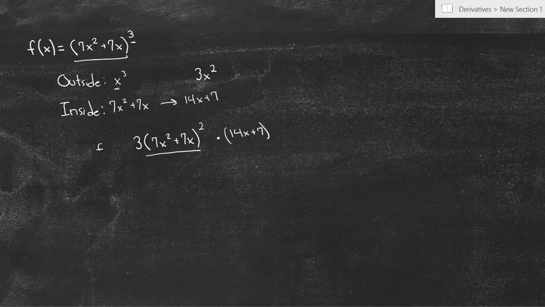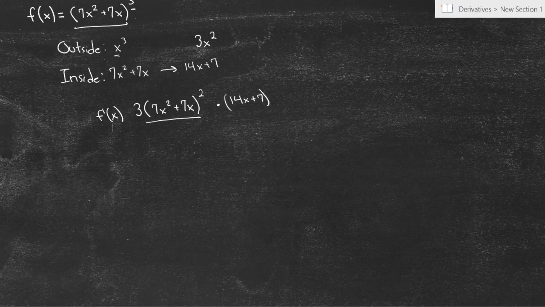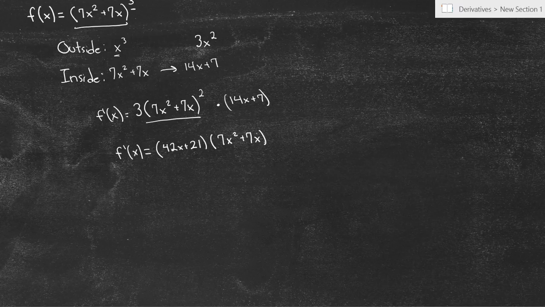And this equals f prime of x, and that's what we've done. We've figured out the derivative. We could simplify it, of course, a little bit. I'll do that here. I'll get f prime of x equals, well, I'm going to multiply the 3 by the 14x plus 7. I'll get 42x plus 21, still multiplied by 7x squared plus 7x, all raised to the second power. And that would be about as simple as I would want to go here, and that's the derivative.